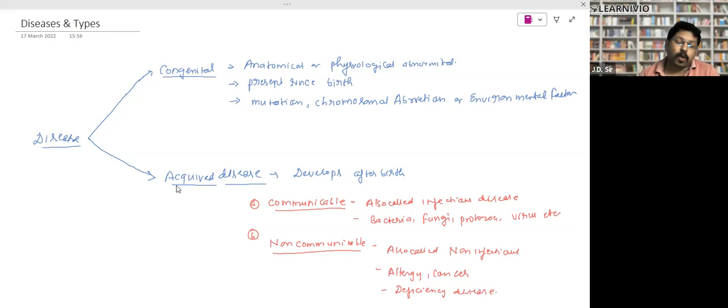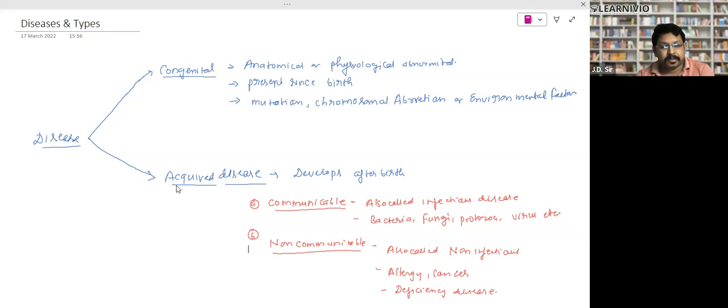So congenital disease, what are those diseases? They can be anatomical or physiological abnormality. Anatomical abnormality, you must have seen a person born with a short hand, or a person born with only one kidney. So those are anatomical defects, right? The person takes birth with the defect. Another is physiological abnormality, where the heart rate is more, or the person has both kidneys but they are not working properly, or the pancreas is not working properly, right? So those are physiological abnormalities. They are present since birth.